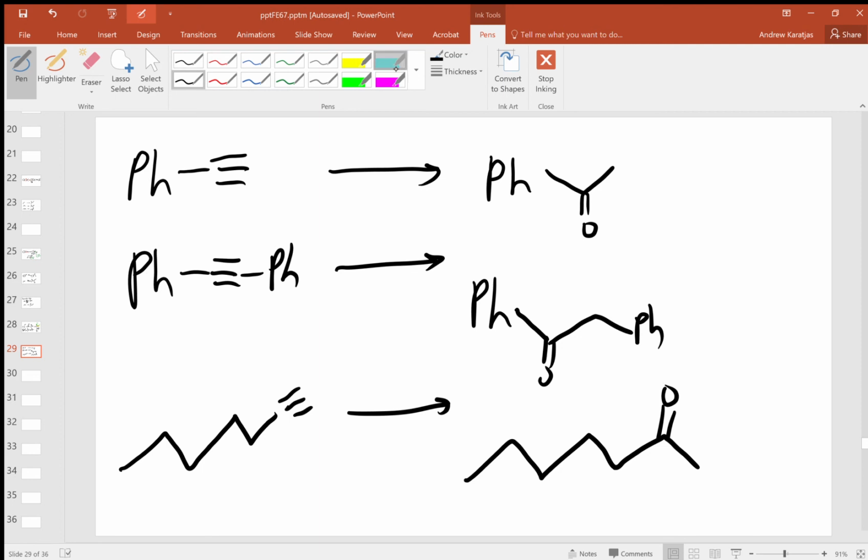But notice in every case, the carbon that formed the carbonyl was the more substituted carbon. In this middle case, it didn't matter, and the reason it didn't matter is that alkyne is symmetric.